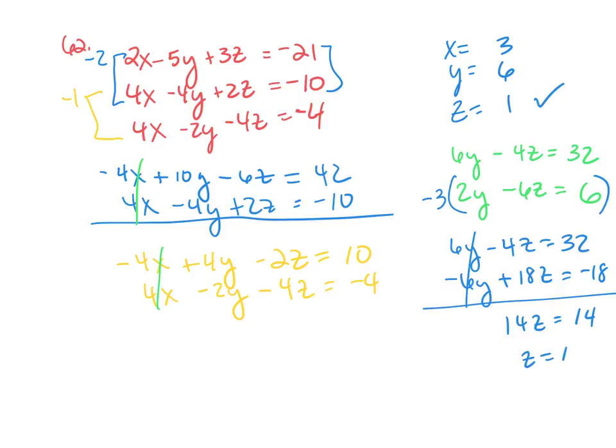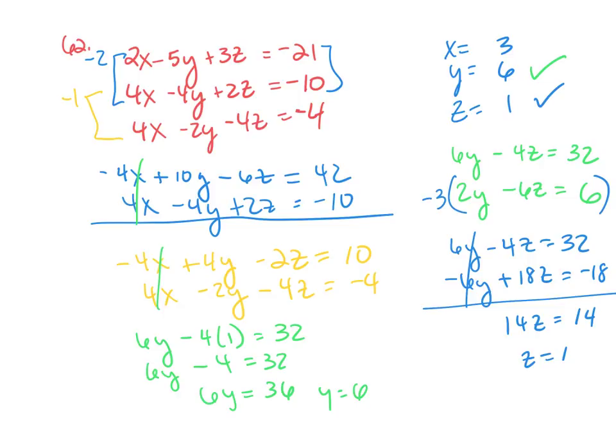Got the first guy. Now we plug in that z into any of these that have just two variables. We have 6y minus 4 times 1 equals 32. 6y minus 4 equals 32. 6y equals 36. y equals 6.